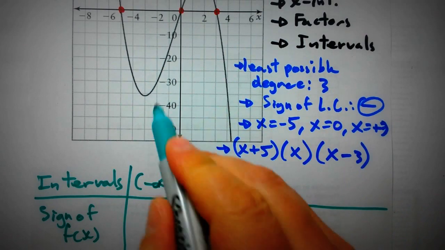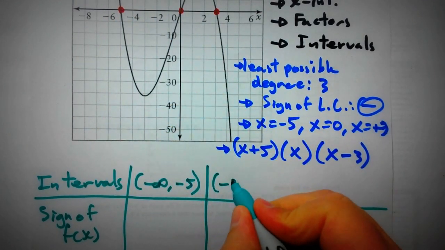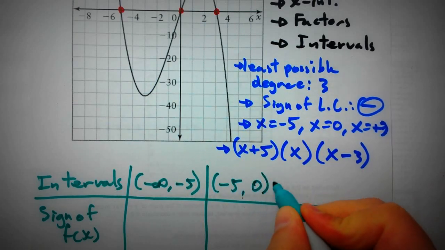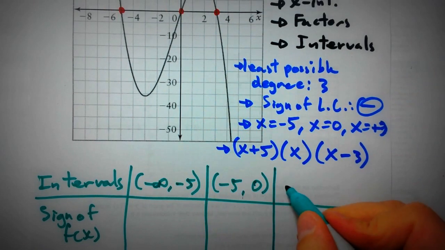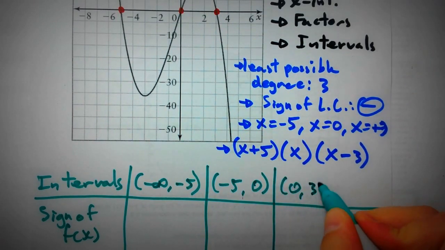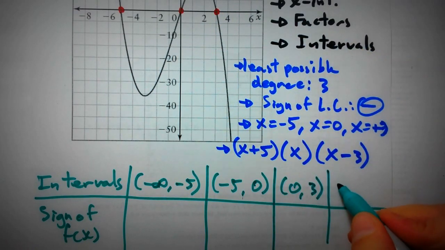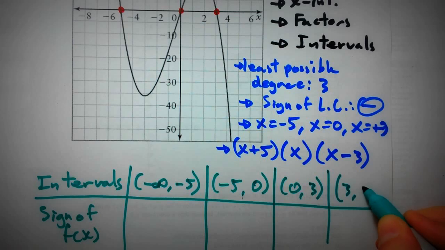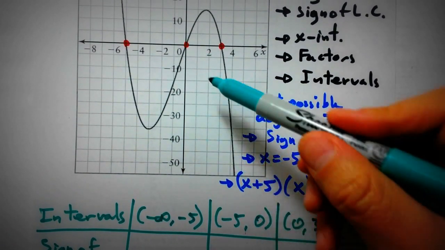The next interval is from -5 to 0. We're going to see how it behaves there. Then from 0 to 3, and the last one from 3 all the way to +infinity.